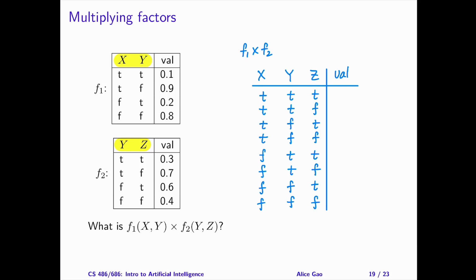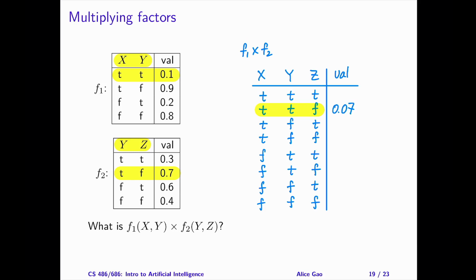Next, let's fill in some values. Suppose that I want to fill in the value for x is true, y is true, and z is false. In f1, I need the value for x is true and y is true. The value is 0.1. In f2, I need the value for y is true and z is false. The value is 0.7. Multiply the two values together, and we get the value 0.07. Put this into the corresponding row in the new factor.